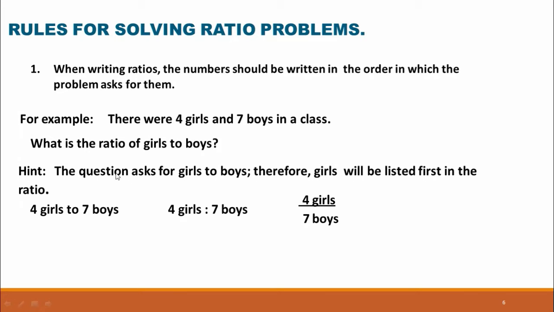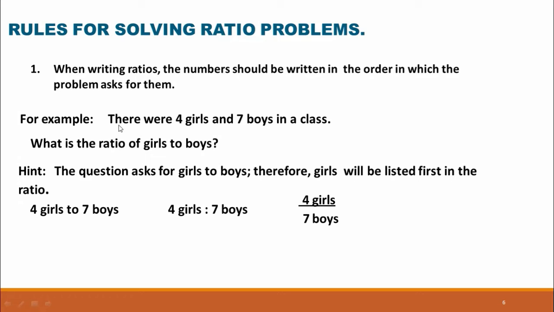So in this question, we are asked for girls to boys. Therefore, girls will be listed first in the ratio. So we can write 4 girls to 7 boys, or 4 girls ratio 7 boys, or 4 girls divided by 7 boys. So this is the first important rule for representing the ratio between quantities from the descriptions.